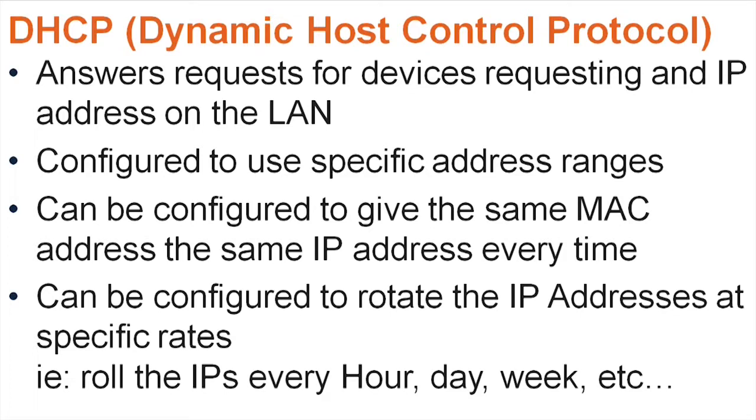So DHCP answers requests for devices requesting an IP address on the LAN. They're configured to use specific address ranges and can be configured to give the same MAC address the same IP every time. We talked about that. It can be configured to rotate the IP addresses at specific rates, roll the IPs every hour, every day, every week, etc. There's some people out there that are trying to roll the MACs with strategy at random times so that malware gets all messed up when they're trying to report back and things like that. Kind of crazy stuff. Some tactics that they're trying.